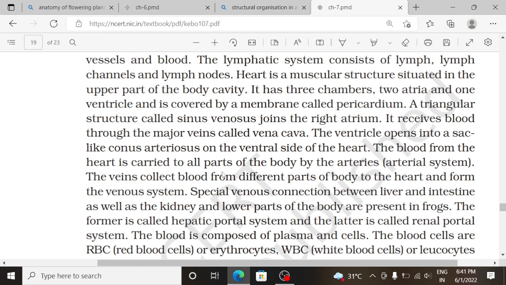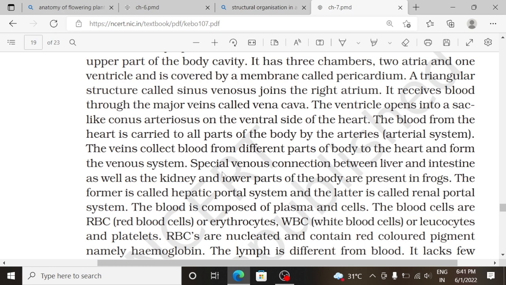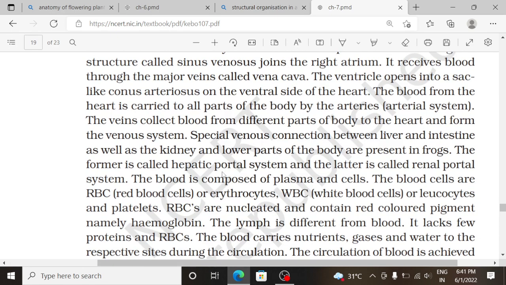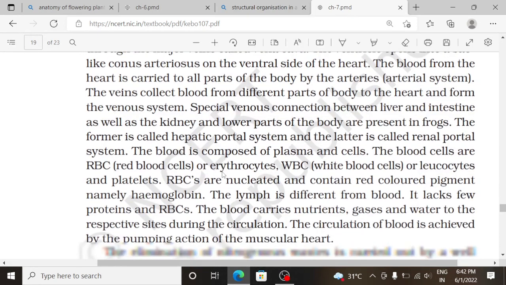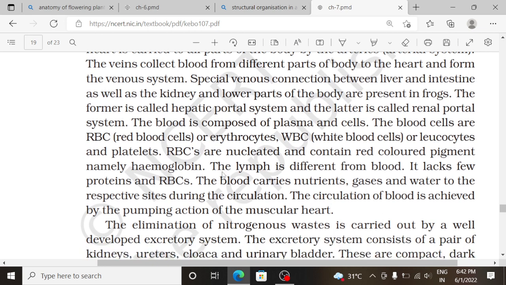A triangular structure called sinus venosus joins the right atrium. It receives blood through the major veins called vena cava. The ventricle opens into a sac-like conus arteriosus on the ventral side of the heart. The blood from the heart is carried to all parts of the body by the arteries, that is arterial system. The veins collect blood from different parts of body to heart and form the venous system. Special venous connection between liver and intestine as well as the kidney and lower parts of the body are present in frogs.